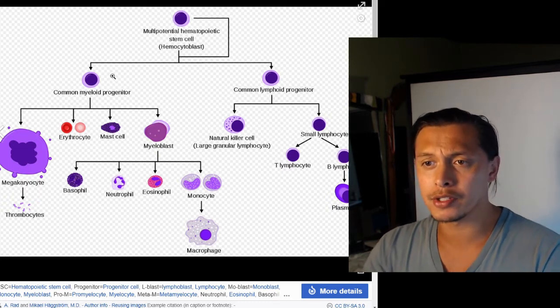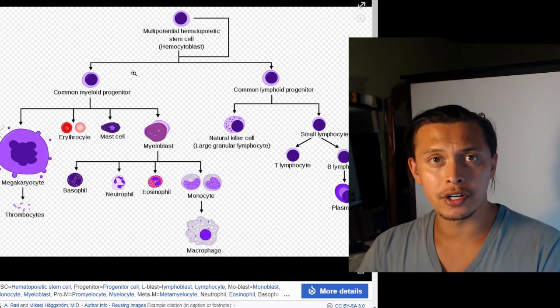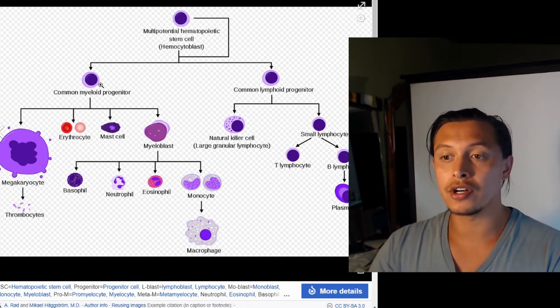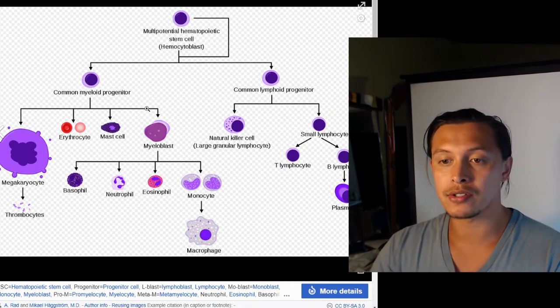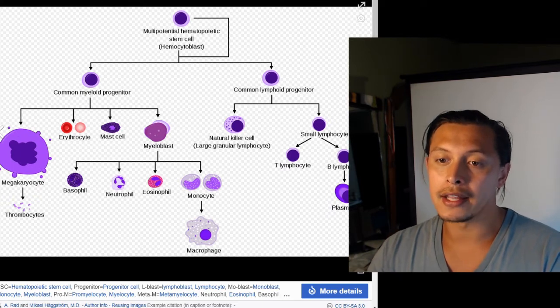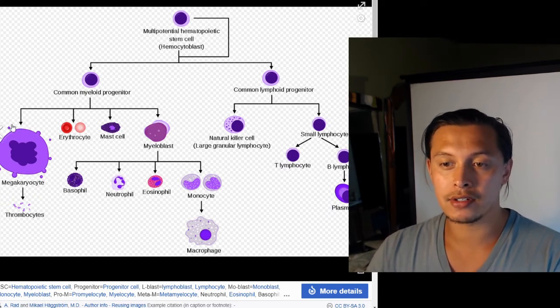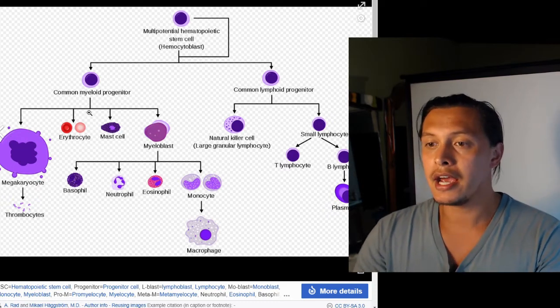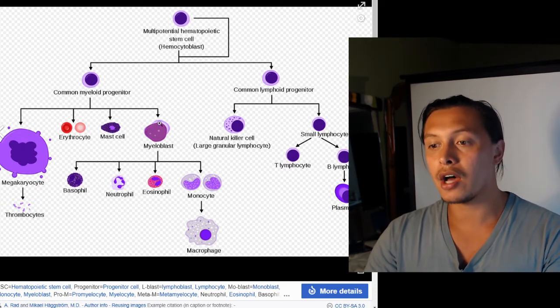And then another one is where they can go down this myeloid path, where they can turn into red blood cells, or they can turn into mast cells, or myeloblasts, or megakaryocytes. And the megakaryocytes would turn into platelets, if I'm remembering this correctly. And then the myeloblasts can turn into these other types of things.